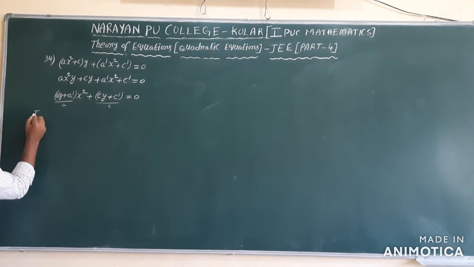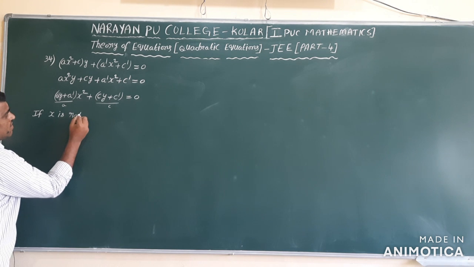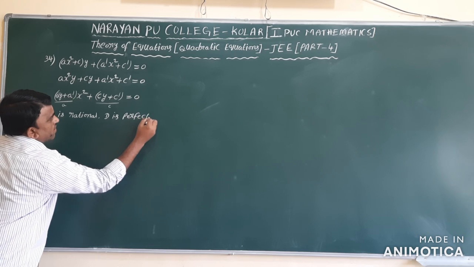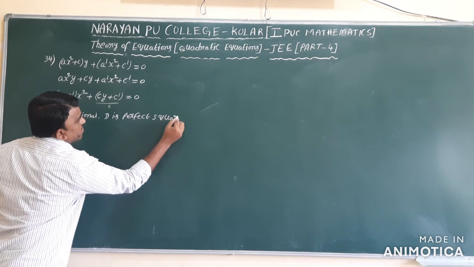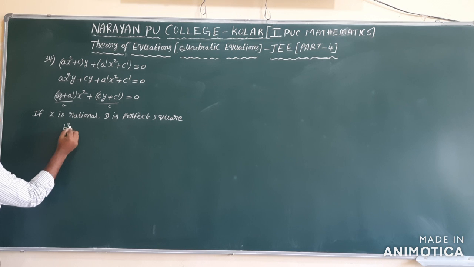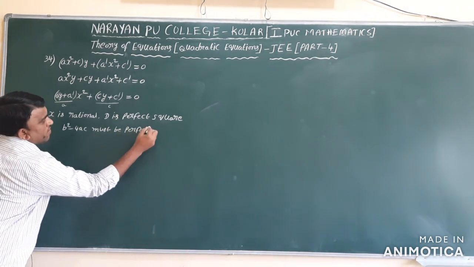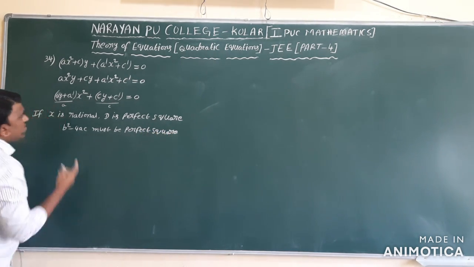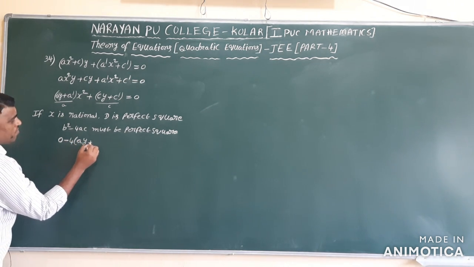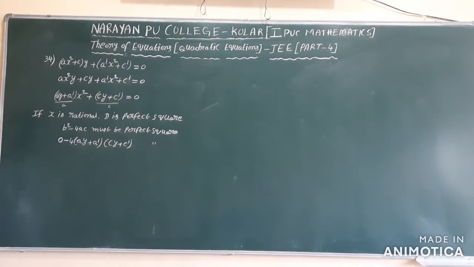But they have given that x is rational. We know the condition: whenever x is rational, the discriminant must be a perfect square. Then only x is rational. So based on that, the discriminant of this is compulsorily a perfect square. So b square minus 4ac must be a perfect square. So b is 0, minus 4 a y plus a dash into c y plus c dash must be a perfect square.